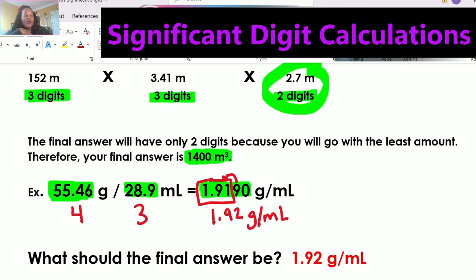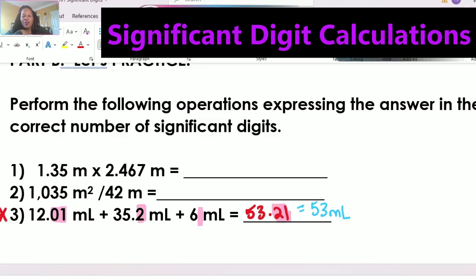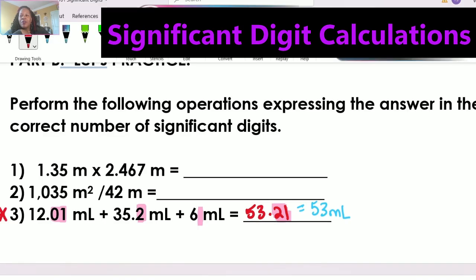Okay. Now, you know we got practice problems, right? So let's go ahead and get into those practice problems. Okay. So let's do number 1 and number 2. Okay, so let's see what the numbers are.